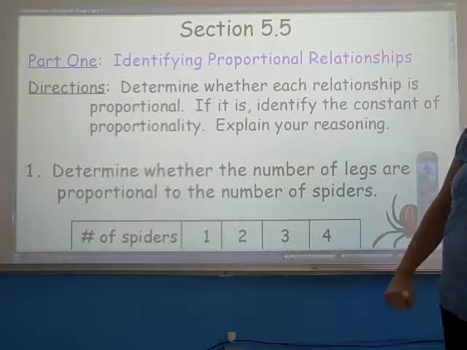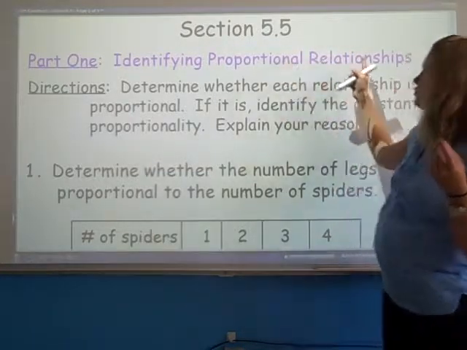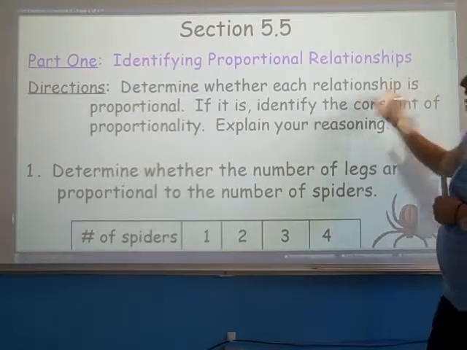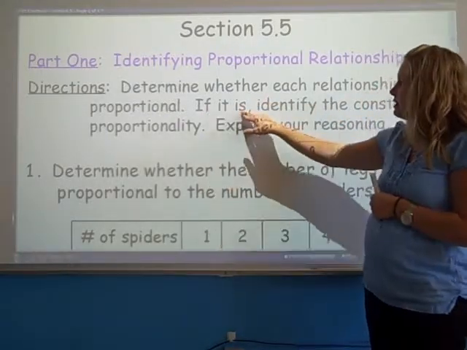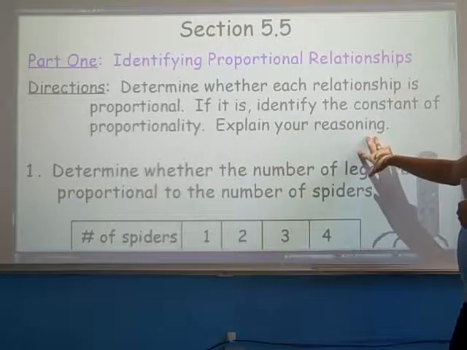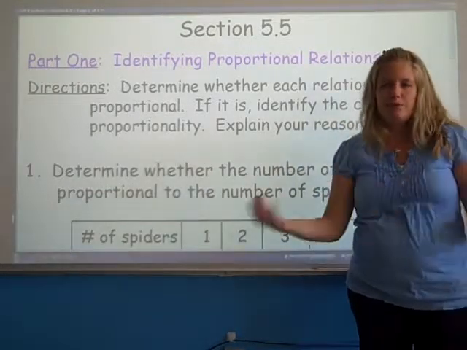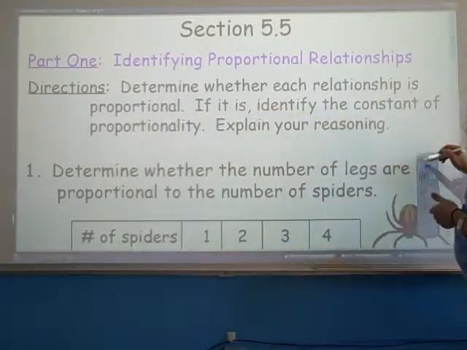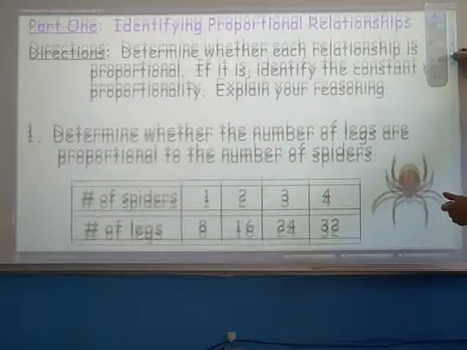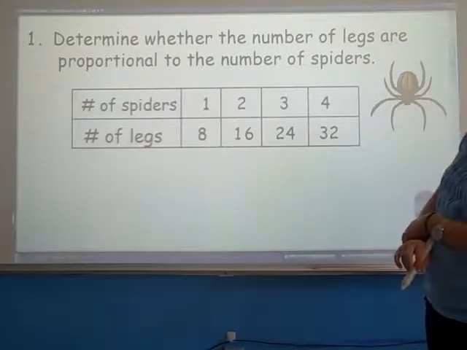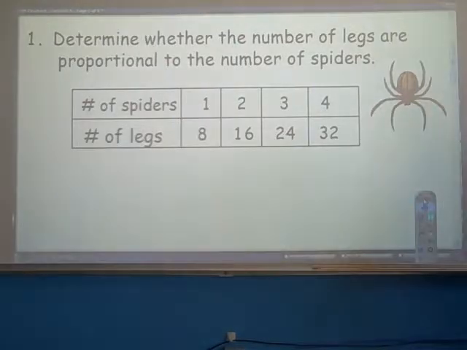Okay, so part one, identifying proportional relationships. Directions, determine whether each relationship is proportional. If it is, identify the constant of proportionality and explain your reasoning. So if it's not, you basically just stop. If it is, you identify the constant of proportionality. So, here's our first one. Determine whether the number of legs are proportional to the number of spiders.